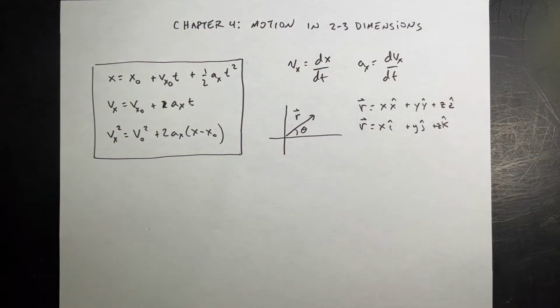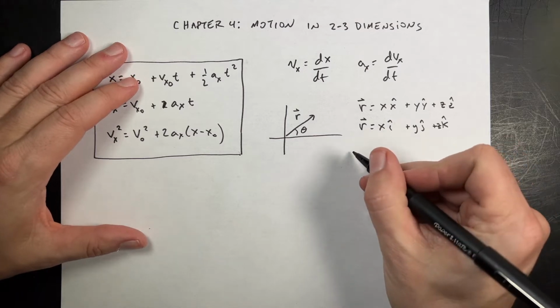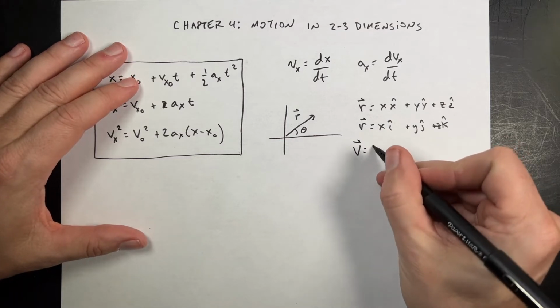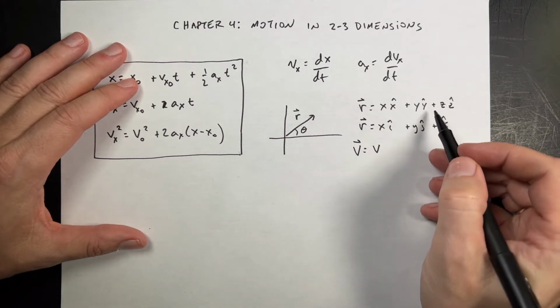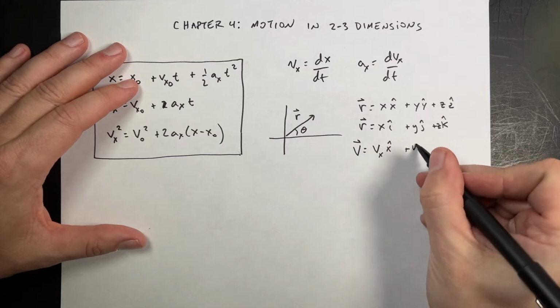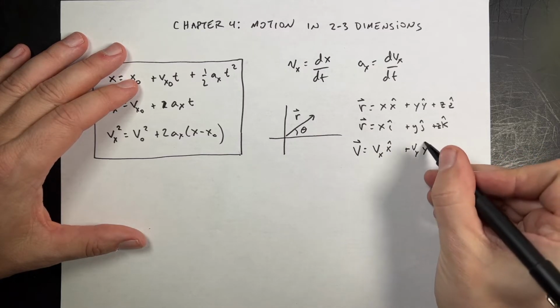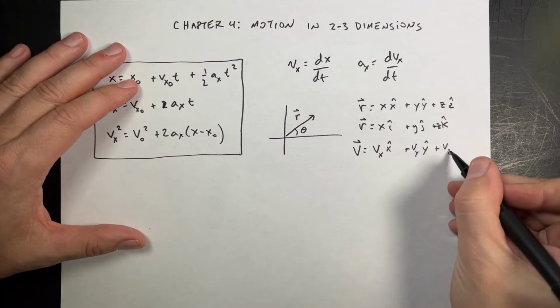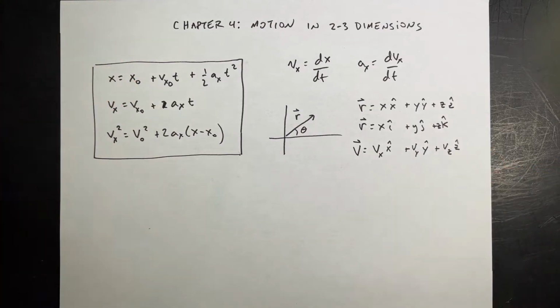So we had a whole bunch of things. You could write also the velocity as v. I'm going to use the x hat notation. Vx x hat plus vy y hat plus vz z hat. So they have an x, y, and z component in the velocity also.